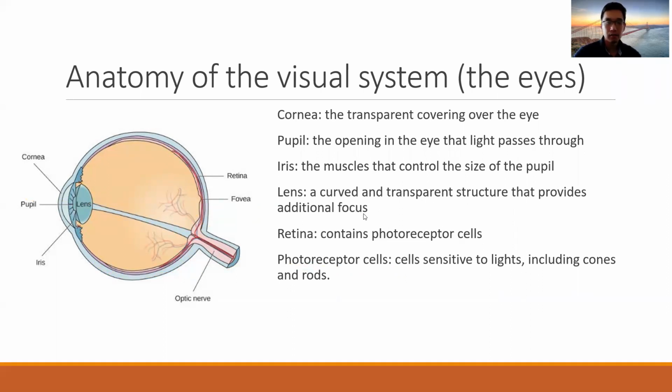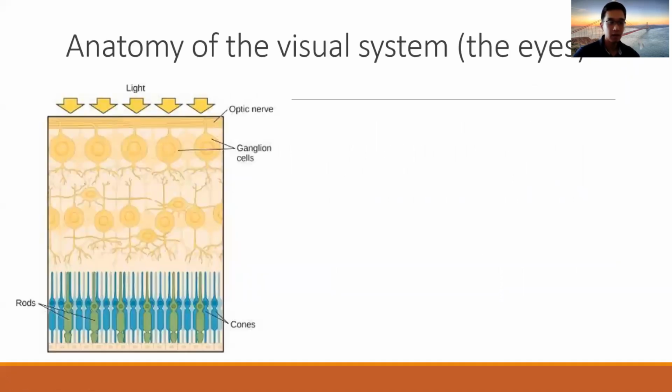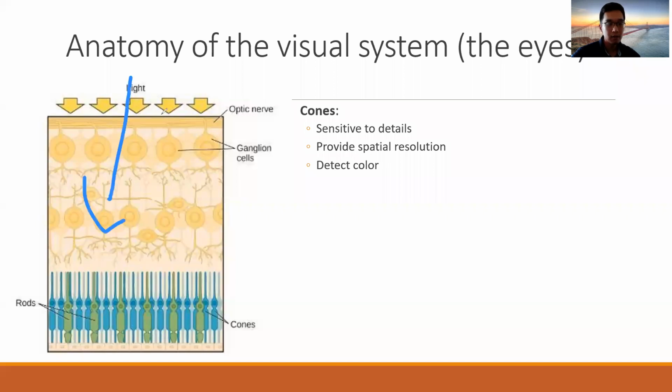Okay, so let's look at what is inside of a retina. The structure of the retina is not that simple. We can see the structure on the left. The light is coming from this direction, and finally, it goes to the rods and cones on the bottom.